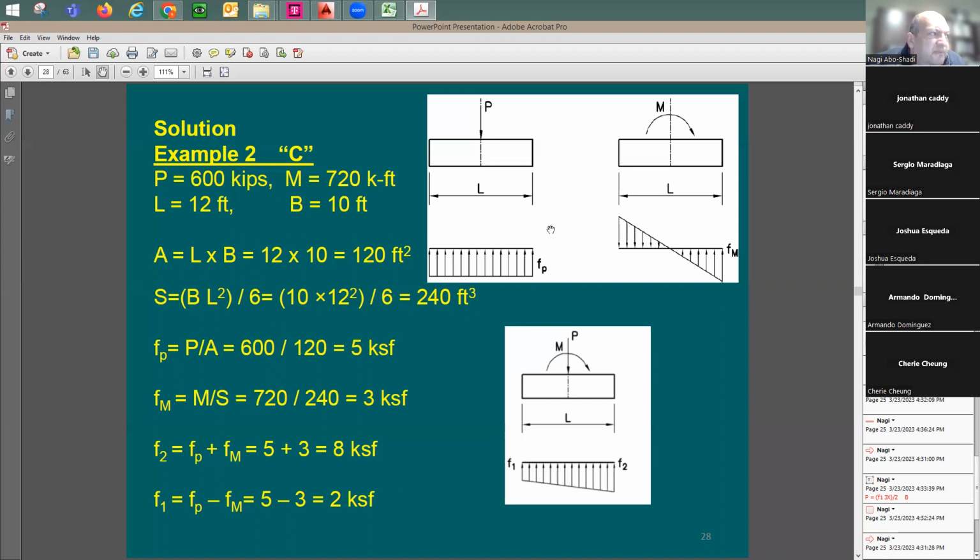Because of the relative value between the compression versus the tension on the side, I have here 5 KSF, and here I have 3 and 3. So maybe I need to write this down. Let's see, here I have 5 as compressive stresses, and here I have 3 in tension and 3 in compression.